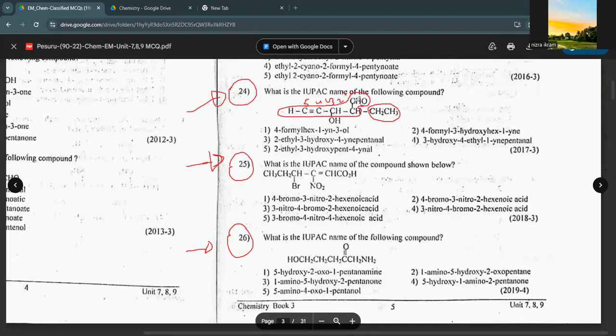Yeah, we start numbering from the aldehyde. Isn't it 2 ethyl? Yeah, 2 ethyl, 3 hydroxy. Ethyl first, 3 hydroxy. Pent 4 yne. 1, 2, 3, 4. Yeah. So pent 4 yne and al. Fifth one, no? 24, fifth one.